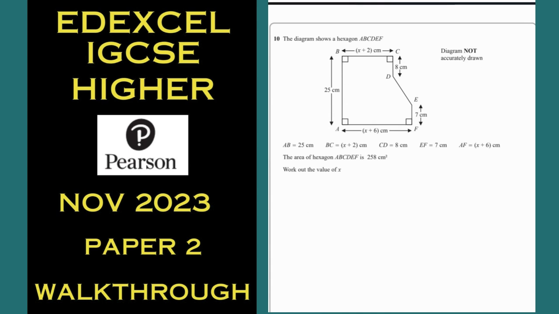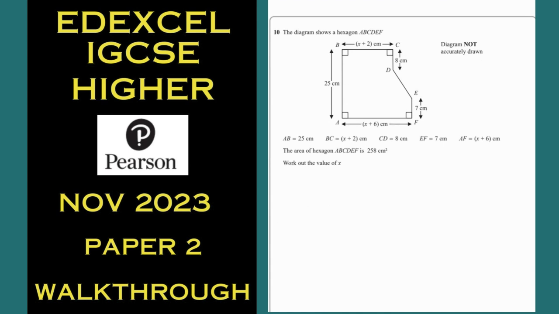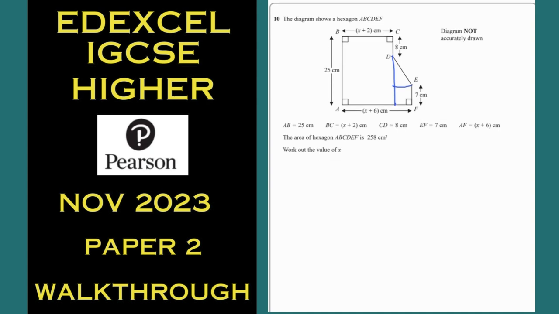Number 10. So we're told the area. So if I said to you, how do we find the area of this hexagon? You would start by splitting it. And how you split it is entirely up to you. Couple of rectangles and a triangle, rectangle and trapezium. Personally, I'm always a fan of avoiding trapeziums if possible because they get a little bit too complicated. So I'm going to go for that sort of way there.